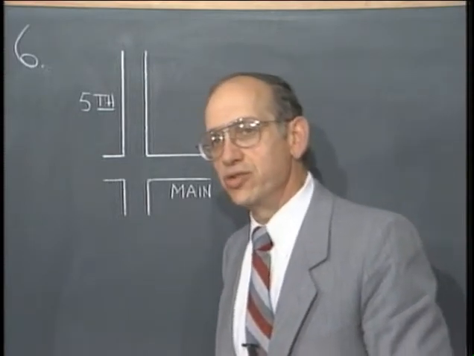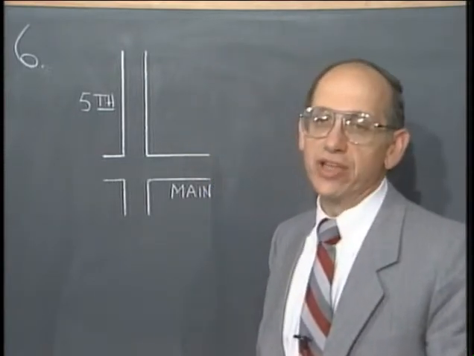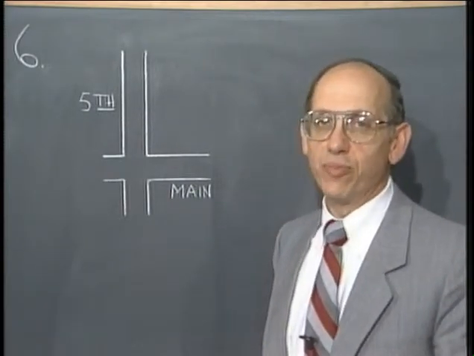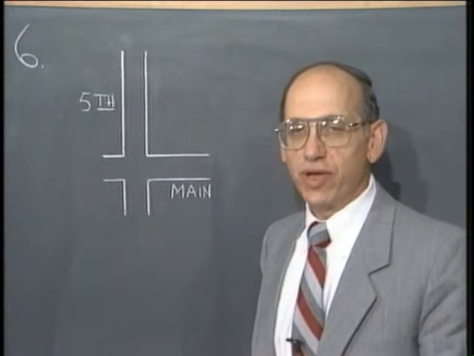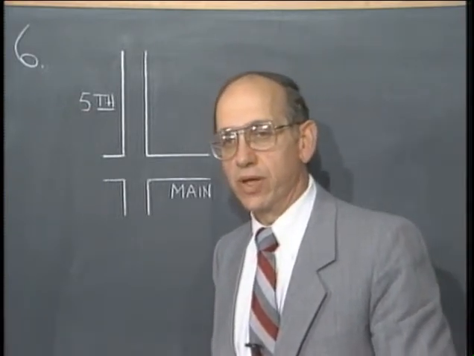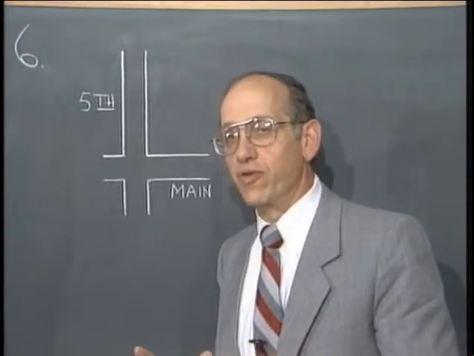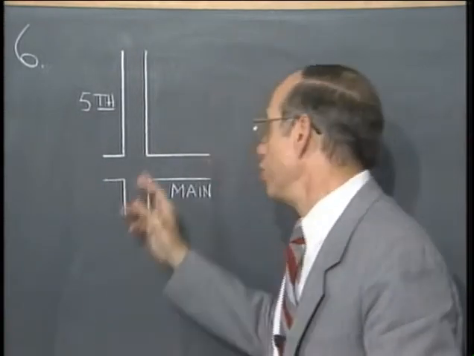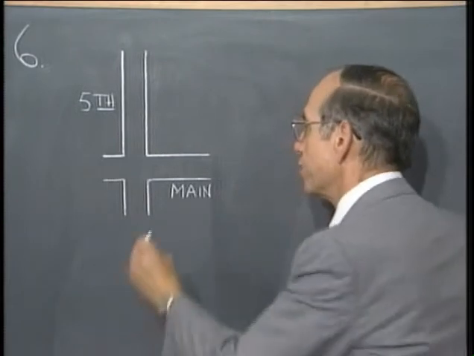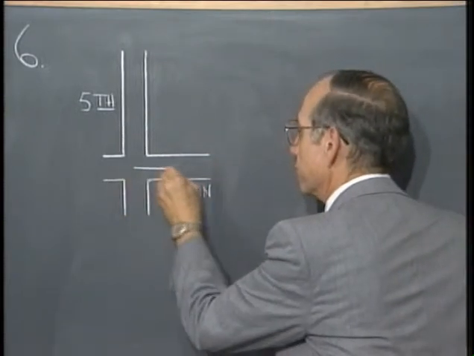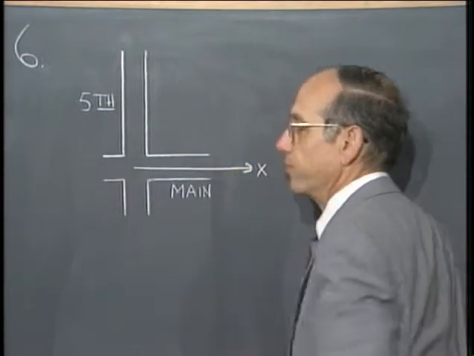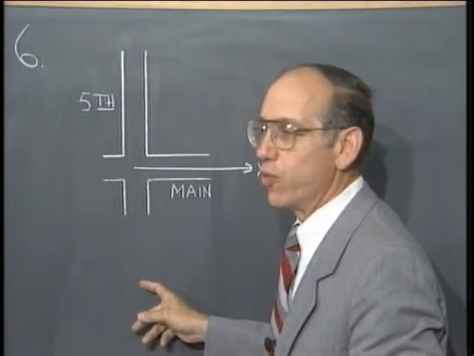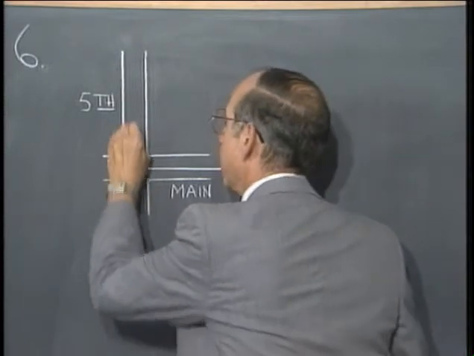The question asks you to find the rate of change of the distance between the policeman and the burglar at a specific point in time. Now, in order to do this problem, we first have to put some kind of coordinates on our diagram. Due east, it makes sense to call the x direction. Due south, going this way, would really be the negative y direction. So let's make y go this way.